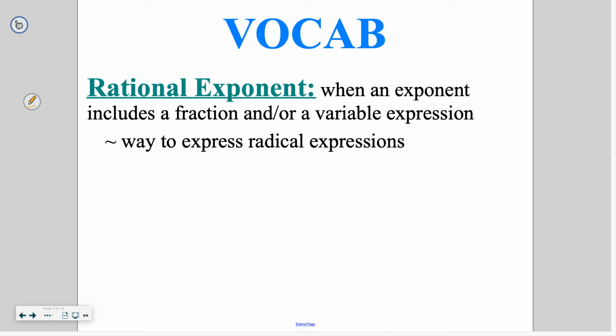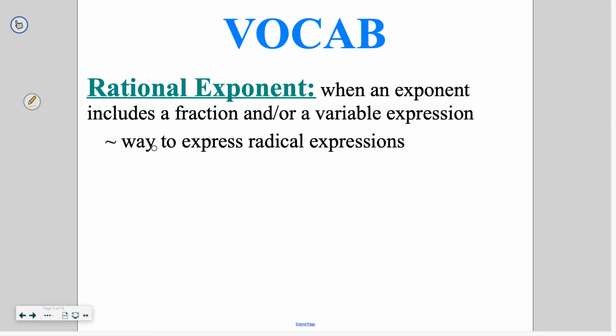So the exponents that we were looking at in the first video, say for example 3 to the 4th power, that is just a regular whole number, or even if we had 3 to the negative 4th power, we were talking about those negative exponents, that's going to be an integer. Now we're going to talk about what happens when we have a fraction in our exponent, or when we have some sort of variable expression in our exponent.